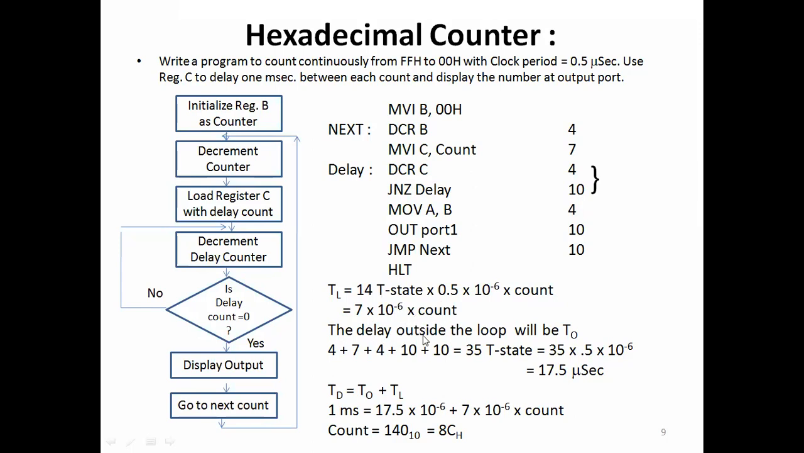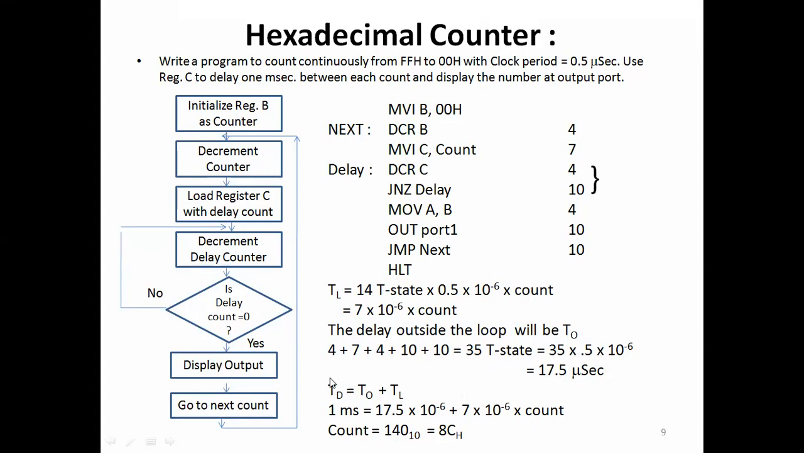And now the delay outside the loop will be, what are the outside instructions? 4 plus 7 plus 4 plus 10 plus 10 is equal to 35 T states. And how much time will 35 T states consume? 35 into 0.5 into 10 to the power minus 6, that is 17.5 microseconds. So the total delay will be T delay equal to T outside the loop, that is 17.5 microseconds, plus 7 into 10 to the power minus 6 into count, which is the loop timing.